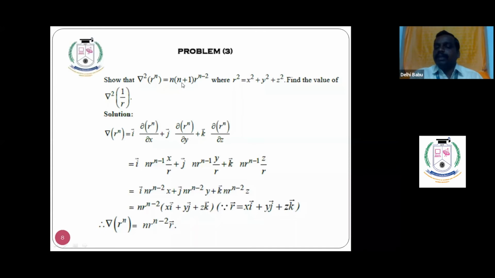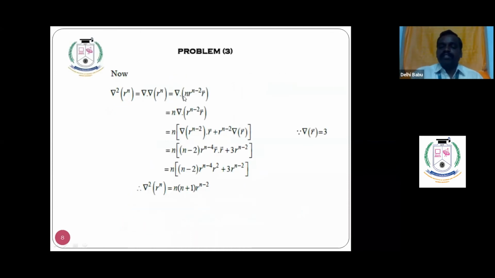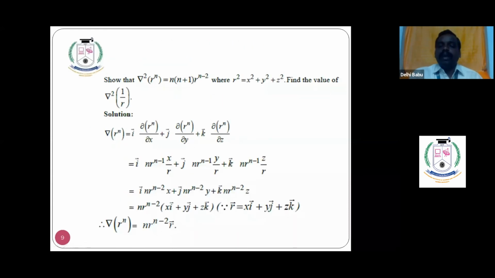So put n equal to minus 1 in the RHS also. Whatever you are substituting in the left hand side, do the same for the right hand side also. So put n equal to minus 1, then this r power minus 1, bring into the denominator, you get 1 by r. And the right hand side, here also n is minus 1, so minus 1 into minus 1 plus 1. What is minus 1 plus 1? 0. 0 into anything is also 0. So finally, del square 1 by r is equal to 0. This is what they are asking.